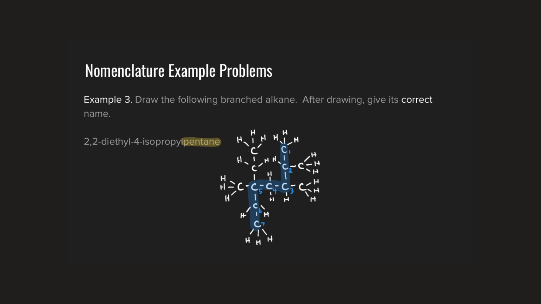Off of my 7 carbon chain now, I have 1, 2, 3 single carbon side branches, that is 3 methyl groups. And then over here off of carbon number 5, I've got a 2 carbon branch, which would therefore be an ethyl substituent group right there.